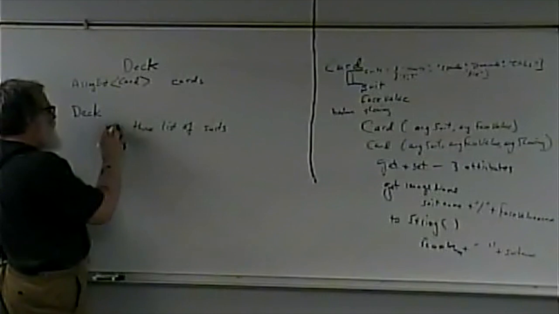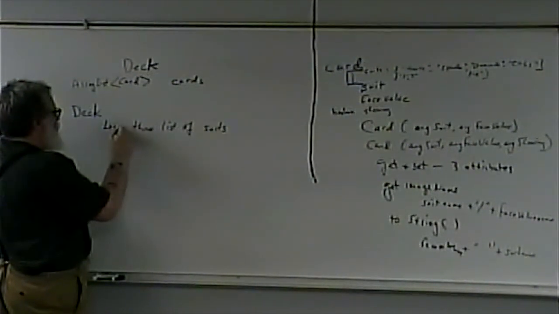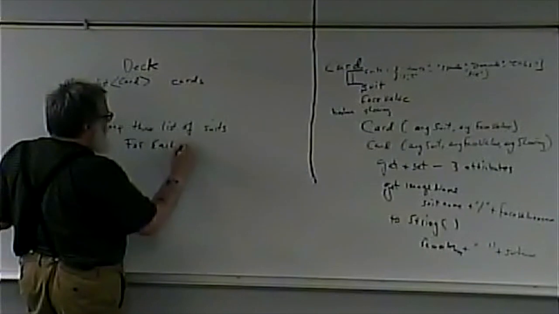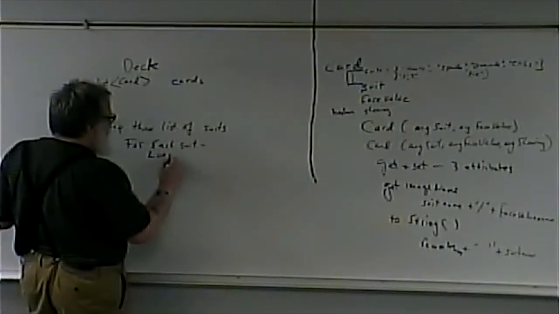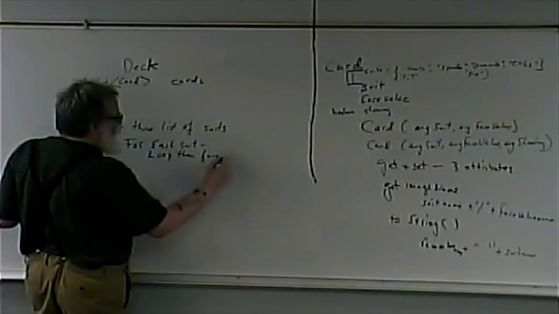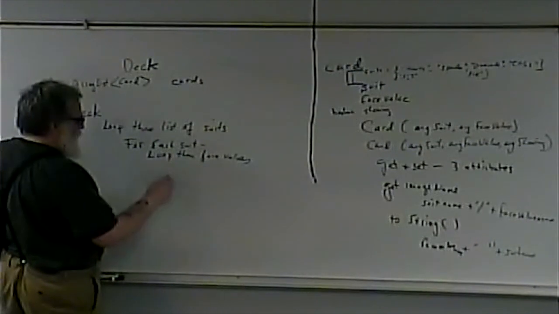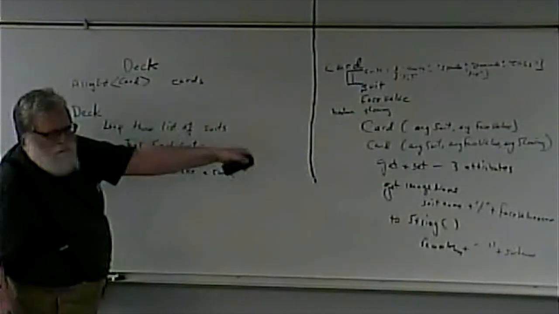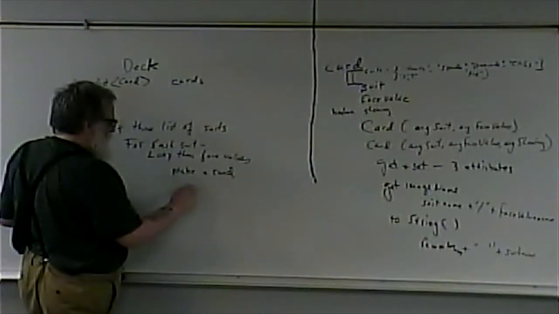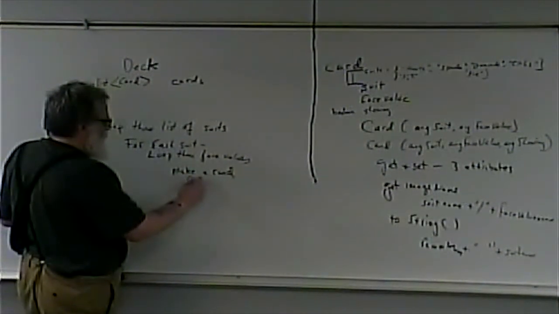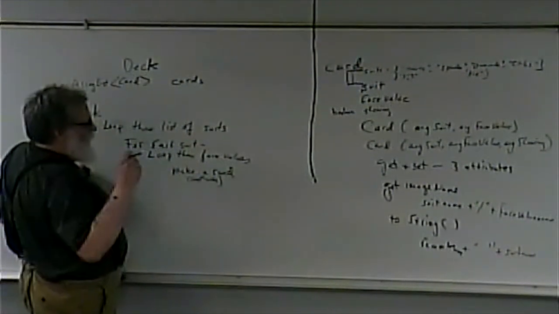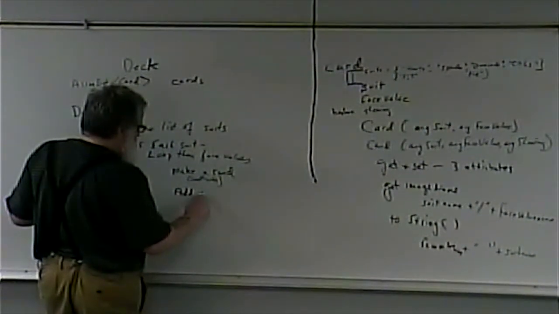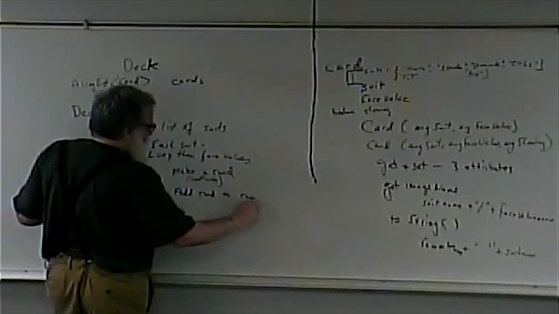again, now I'm not writing Java here, so this is a disclaimer. I'm describing what the function is going to do. For each suit, I'm going to loop through the face values, and I'm going to make a card. How do I make a card? I call the constructor and I pass it the suit and the face value. That's how I make a card. And then I add the card to the cards array list.